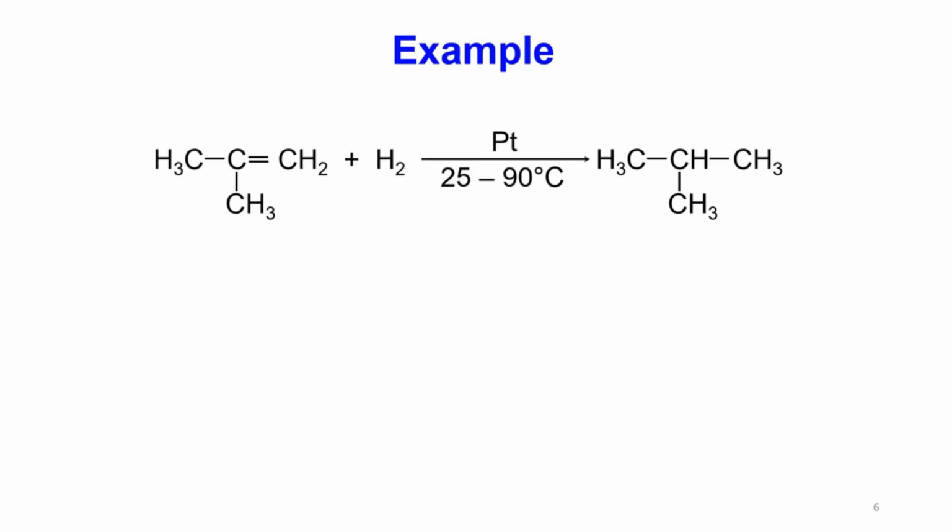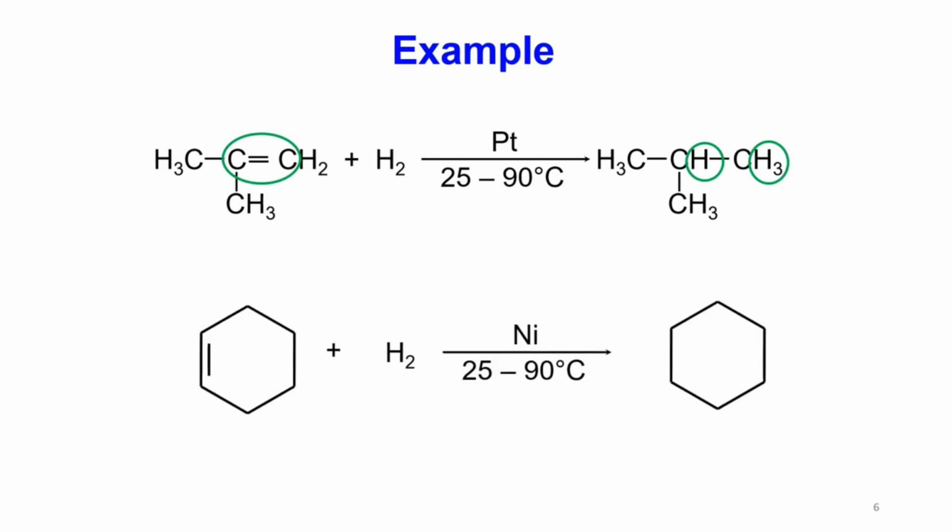For example, here we have 2-methylpropene, so the double bond will open and the hydrogen will add to it. Cyclohexene here, the double bond will open and the hydrogen will bond to it and form cyclohexane.